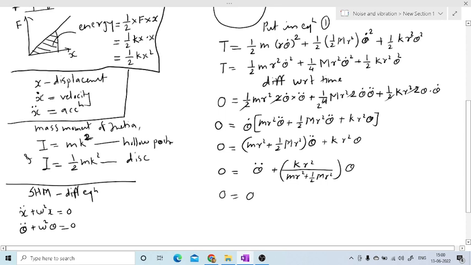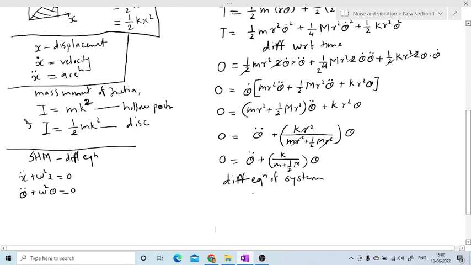So 0 equal to theta double dot plus, here you can see r square is common in denominator and numerator, so I will cancel the r square. So when you cancel this r square term, this will remain k divided by m plus 1/2 capital M into theta. Now this is the differential equation of the system. Why is this the differential equation of the system? Because this equation contains theta double dot, that is d2 theta by dt square.